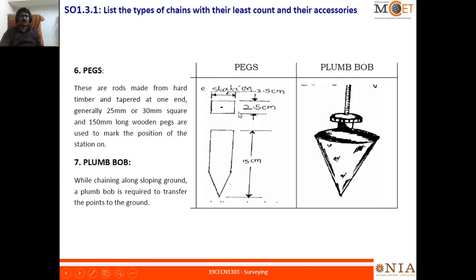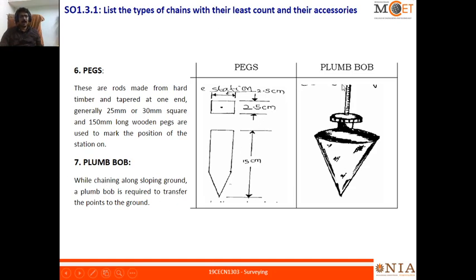Next is pegs. There will be a wooden peg. At the top portion it may be circular or rectangular or square also, mostly square or circle. Both sides are 2.5 centimeter and the total depth is 15 centimeter. Right? These long wooden pegs are used to mark the position of the station, where the station has to be held and should not be disturbed. For that we use the peg, but the arrow is to continue the intermediate points. We try to use the arrows.